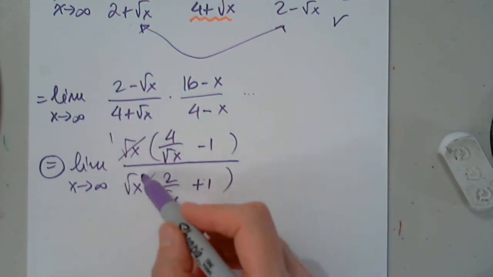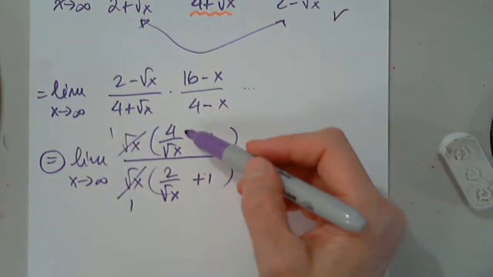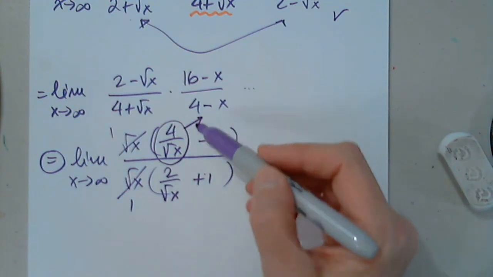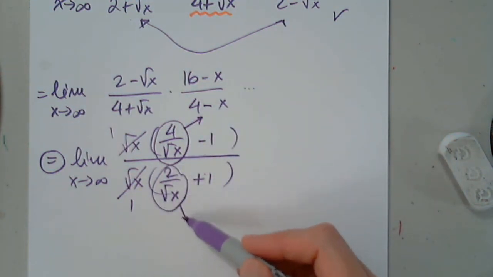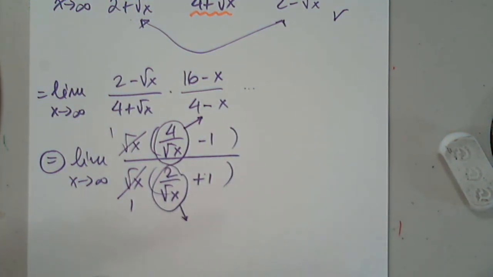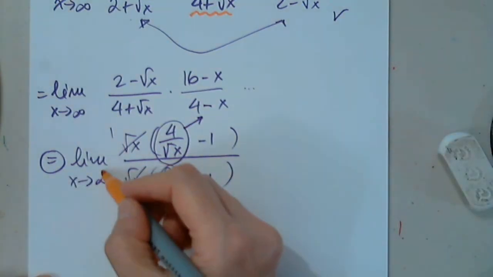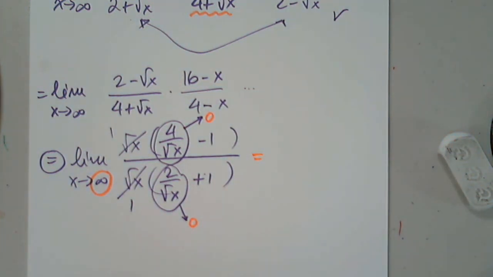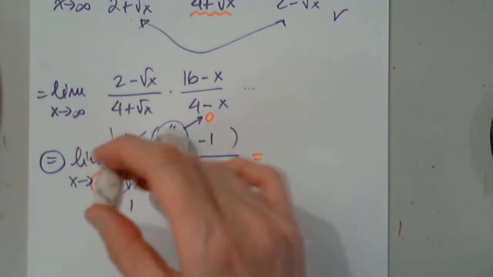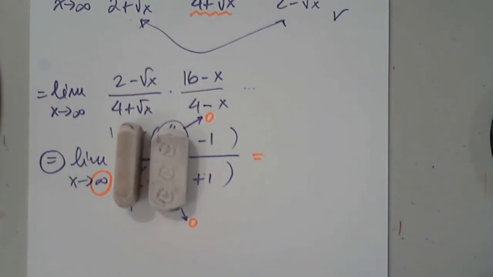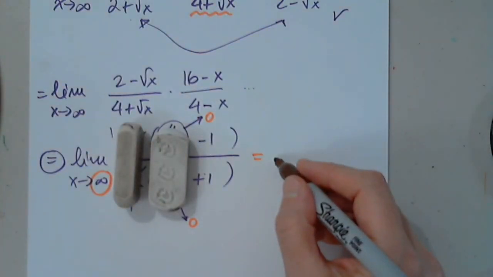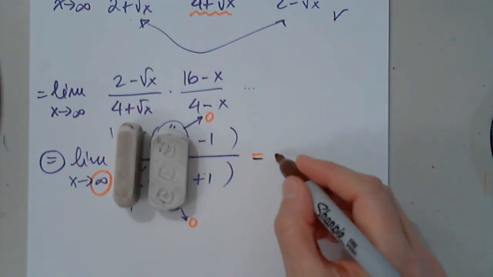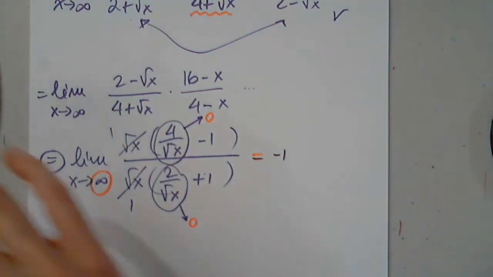Of course, these are gone. We know what happens here, where these are going. Where are they going? 0. Yes, because of the infinity. That's why. Very good. And the answer is, these are gone. Everything here is gone. So the answer is negative 1. That's it.